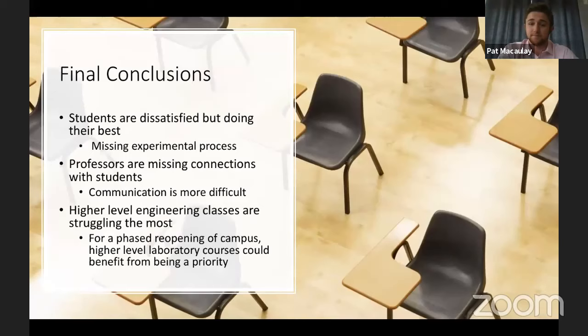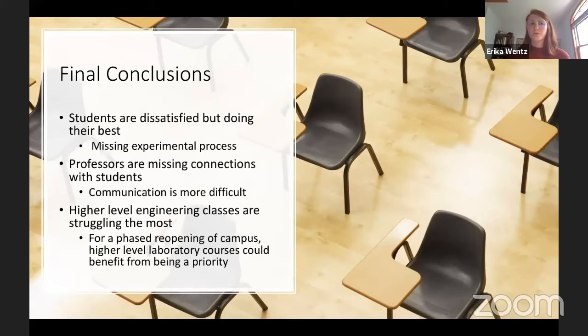So as we begin to wrap up, some of the biggest takeaways from our project were that students are dissatisfied, but they're doing their best. A lot of them are not as happy with the online simulations and the online laboratory experience that they're having now. A lot of the instructors did point out that the students are missing the experimental process. So they're missing this trial and error and the ability to struggle with the material and really cement their understanding of it. Professors are missing their connections with their students.